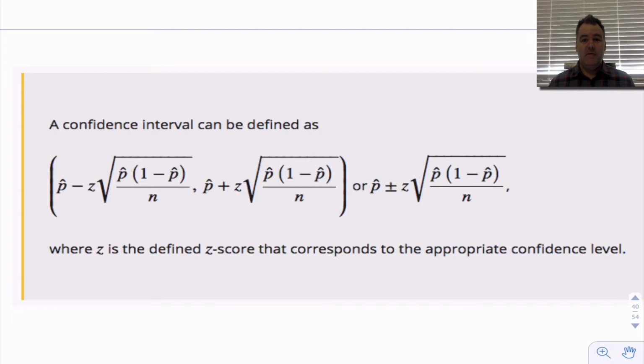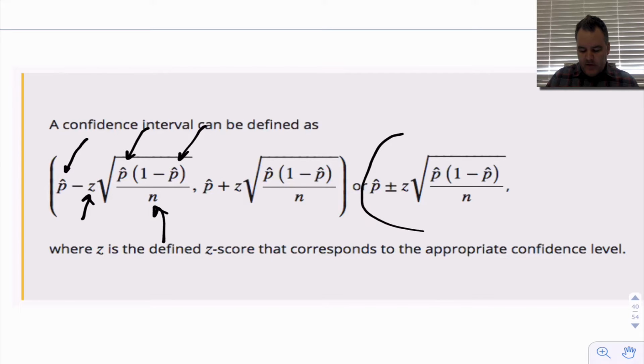It looks really confusing, doesn't it? But really, it's easy because p hat we know. So in my heads example, 53 out of 100 heads, p hat would be 0.53. So that goes in there, there, and there. N is our sample size. For the one we've just been doing, n was 100. And z, this thing here, is our level of confidence. So for a 95% confidence interval, that value there is 1.96.